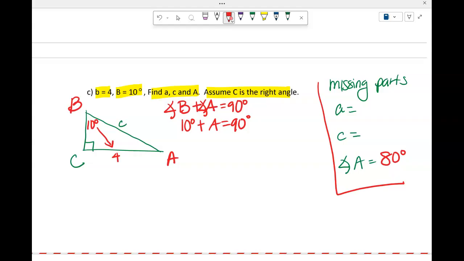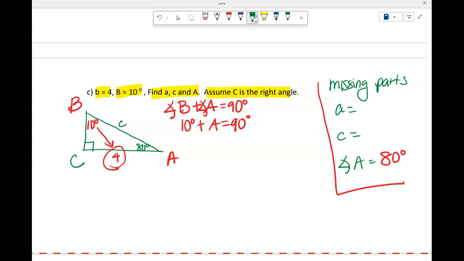All we have, guys, is leg B. So we can't use the Pythagorean theorem because we're missing two legs. But currently, we have a lot of stuff to use. We can use 90 degrees. I'm sorry, that's not 90. 80 degrees, my bad. 80 degrees here.